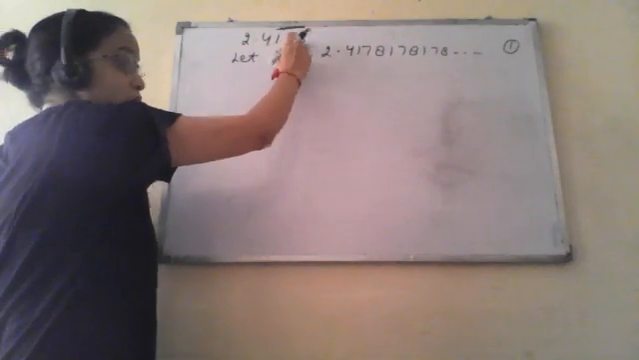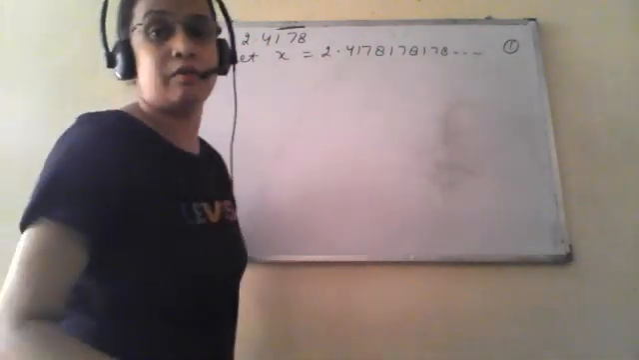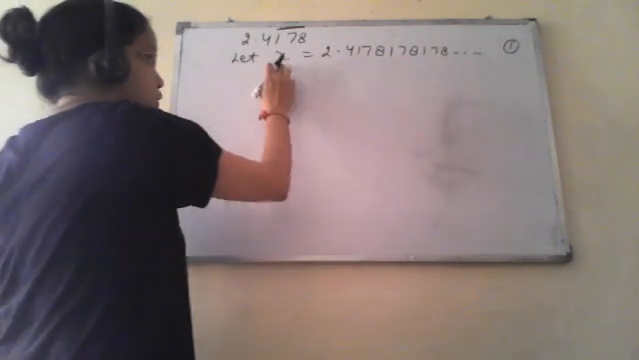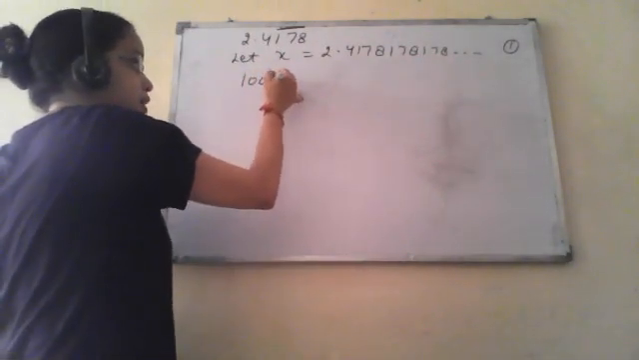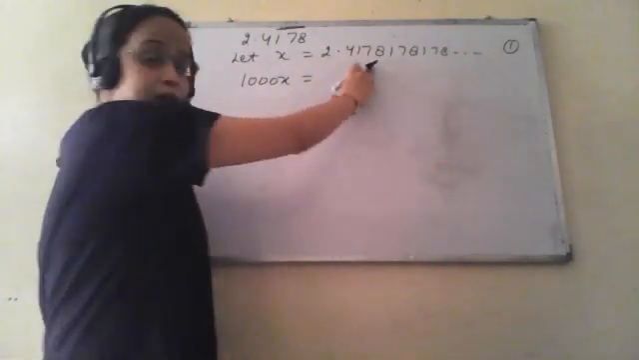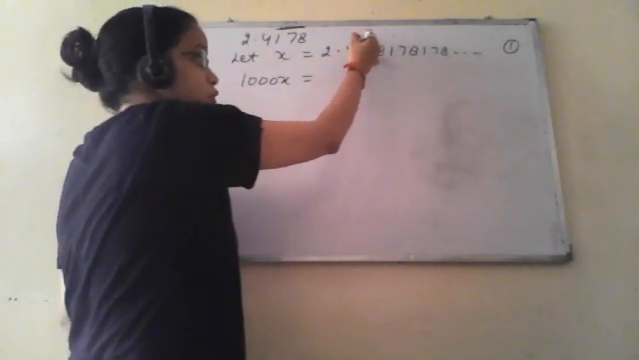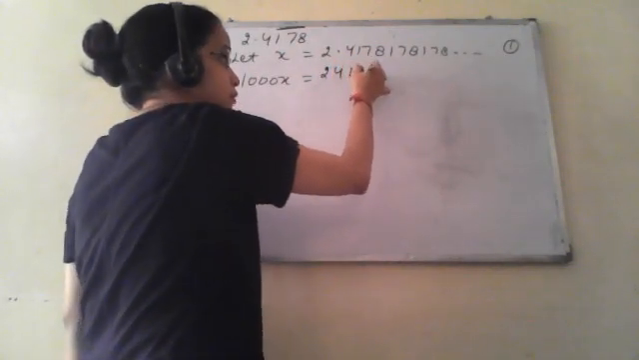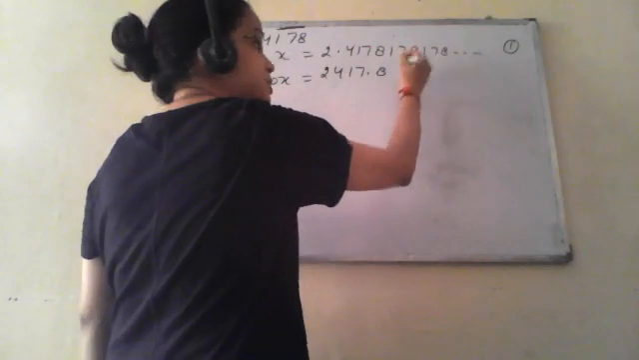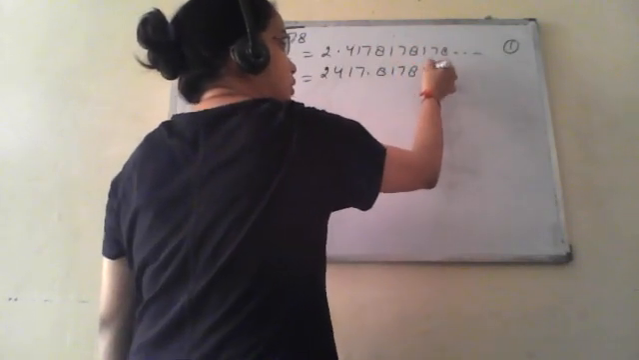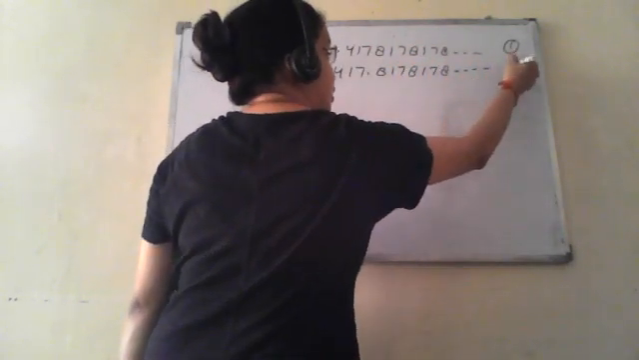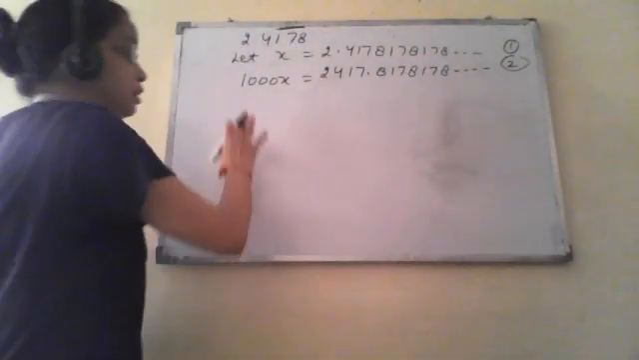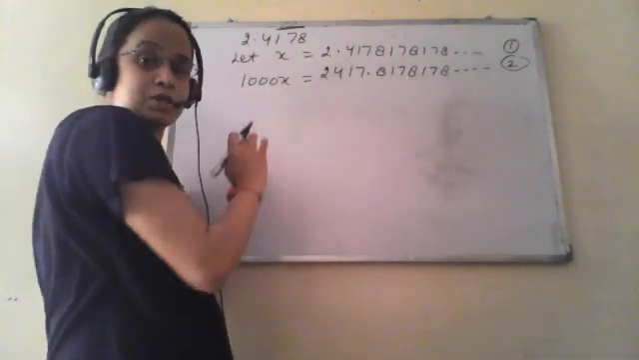Now there is a bar on 3 digits, so by which number will we multiply it? By 1000. So this will become 1000x. When we multiply by 1000, the decimal point will shift 1, 2 and 3 places. So we will write 2417.8178 and this has been repeating. So this is our equation number 2.